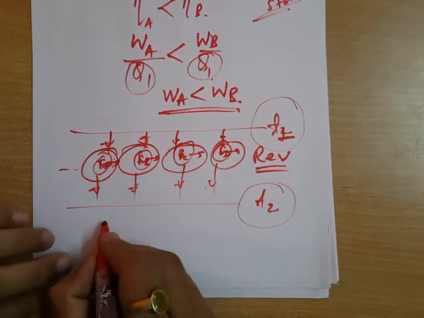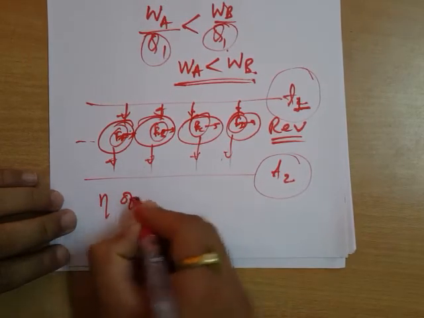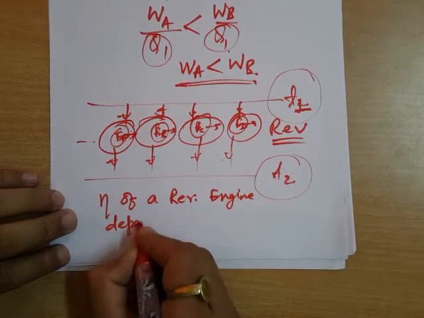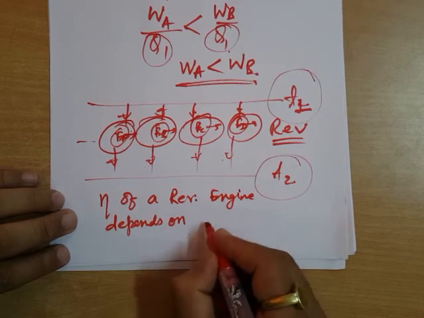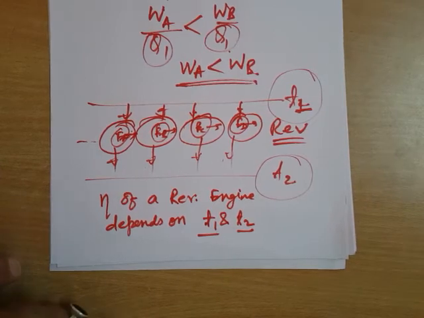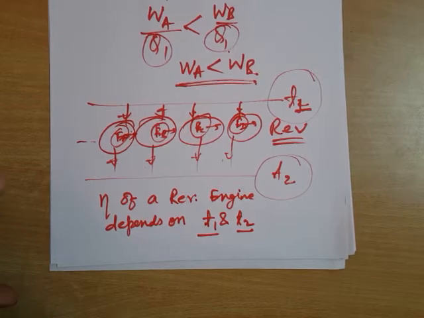So in a general sense, the efficiency of a reversible engine depends on what? On T1 and T2. That is, it depends on the temperature limits between which that engine is working. This is a very important conclusion which we have derived from Carnot's theorem. And this becomes the foundation for the development of the absolute thermodynamic temperature scale. Let us see what that is.